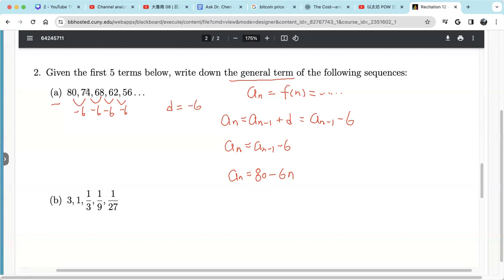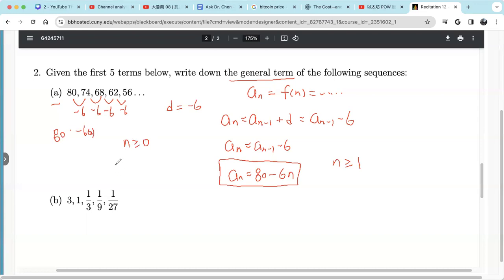Look at this. From 80 to 74, it's minus 1 times 6, right? So minus 6 times 1. And then from 74 to 68, minus another 6. So the third term is 80 minus 6 times 2, minus 12. So on and so forth. That's why the general term is an equals 80 minus 6n. In this case, we want n to be a counting number because we start with 1. Or maybe you say, okay, I want to work with a whole number. I want n to start with 0.